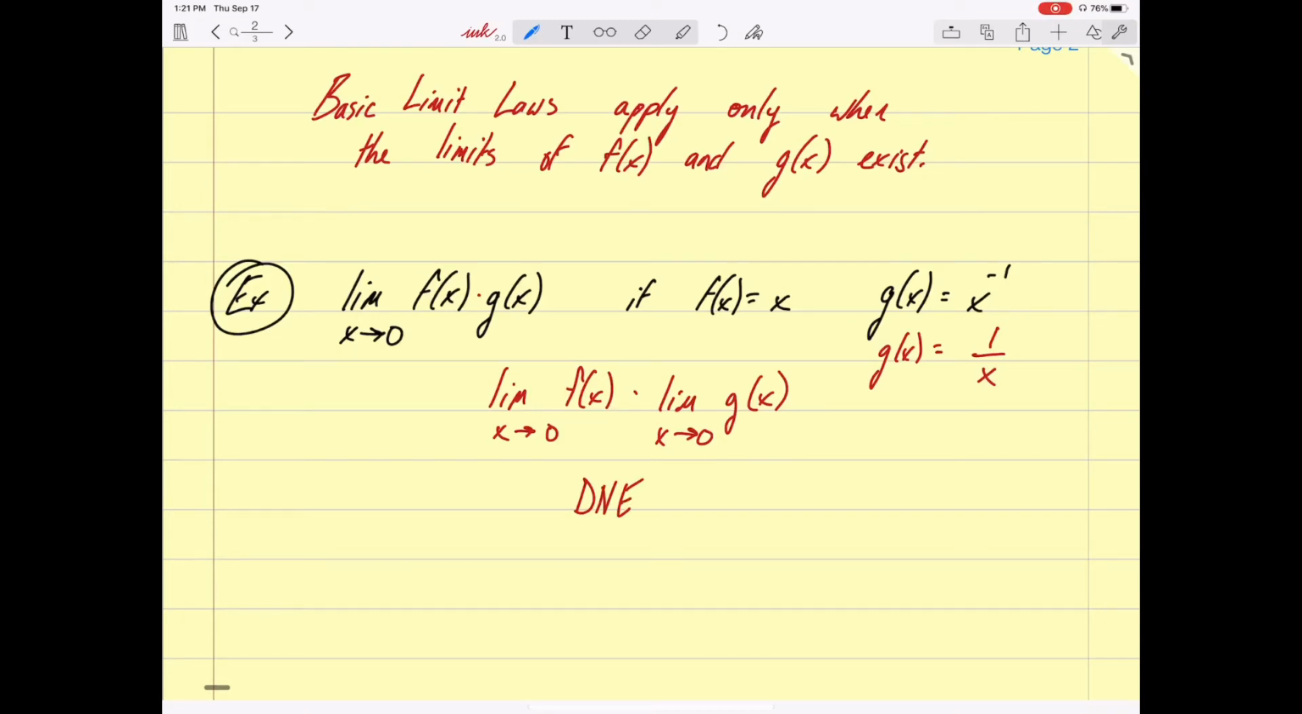Both of those limits have to exist, but in this case, the limit as x goes to 0 of g of x, well, you can't plug a 0 into g of x. So it doesn't matter that it's multiplied by 0. If one part doesn't exist, the whole thing doesn't exist. So your solution is just does not exist.